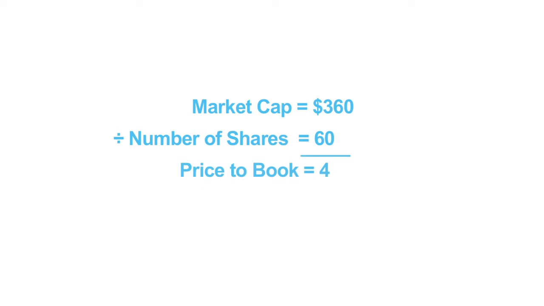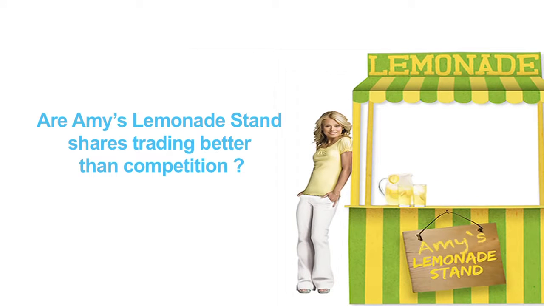Market cap is $360. The price to book is $360 divided by 60, or 4. Why is the market valuing Amy's business at a premium? In fact, at 4 times its invested capital. Let's also look at other lemonade stand businesses in the market to see what premium the market is valuing them at. Is the premium for Amy's stand higher or lower compared to its peers? And if so, why?